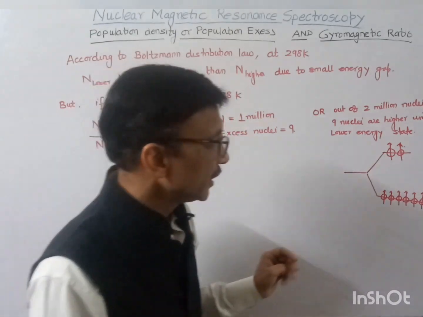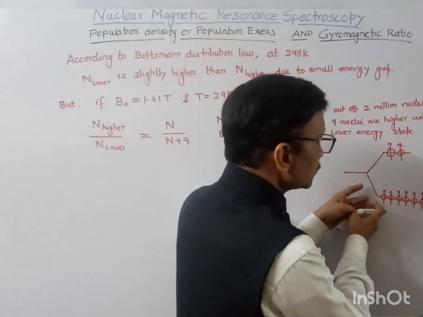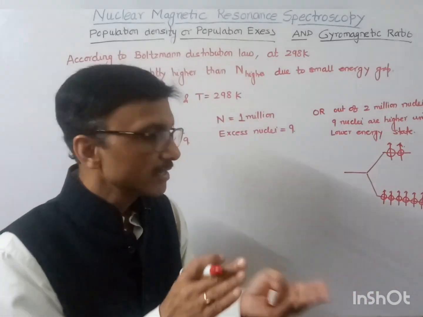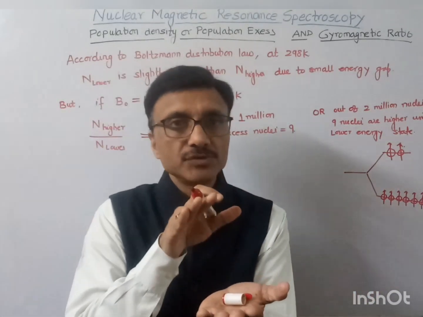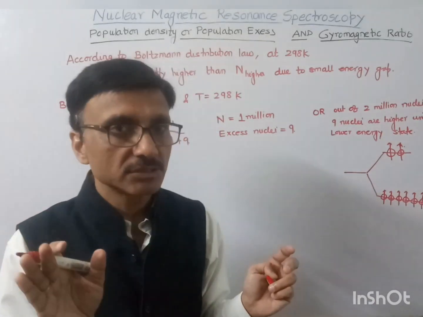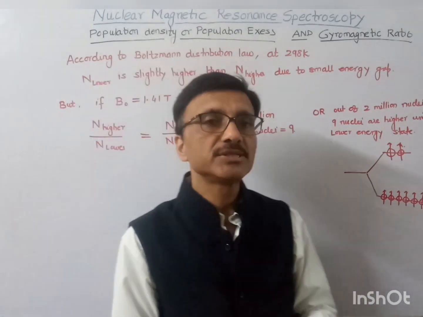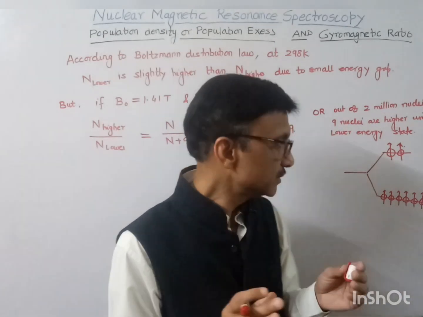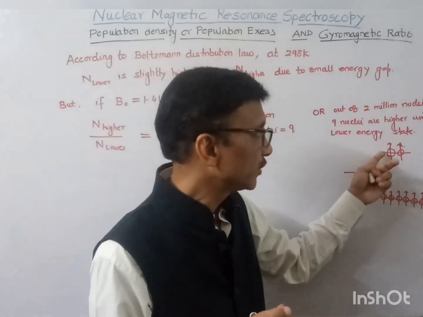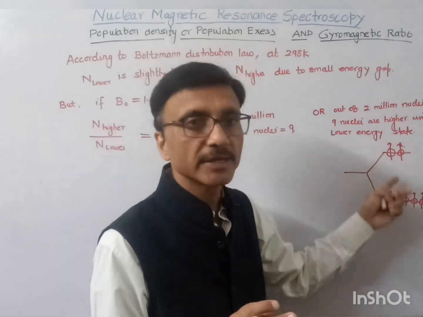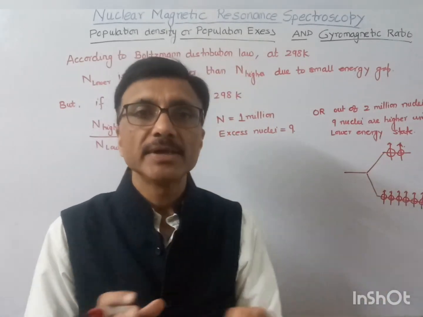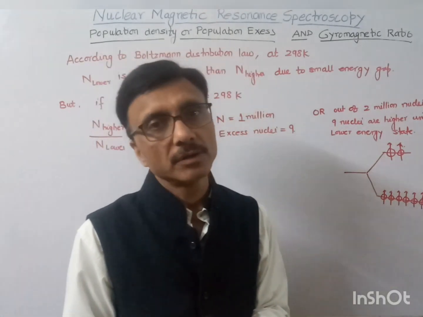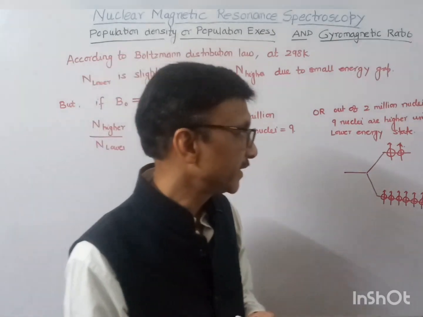Suppose the number of nuclei in lower energy state becomes equal to the number of nuclei in higher energy state. In such a case, the energy difference will become zero and there would be no transition, and such a state is called saturation. That is, when the number of nuclei in both energy states becomes equal, saturation takes place and no signal would be obtained.